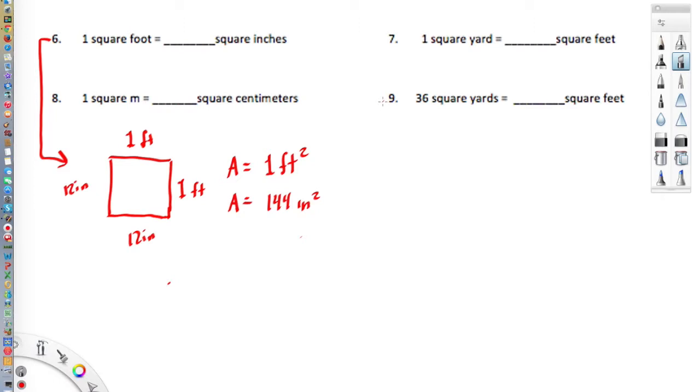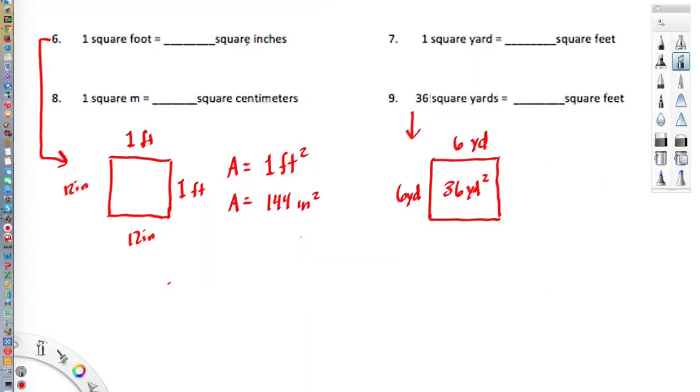Let's take a look at number 9. I like number 9 here. I've got 36 square yards. How many square feet is that? Well, what does that mean? That means I've got 36 yards squared. Now, what dimensions would give me 36 square yards? Well, it would have to be 6 yards by 6 yards. There could be some other combinations, but that's good enough. It's 6 yards by 6 yards.